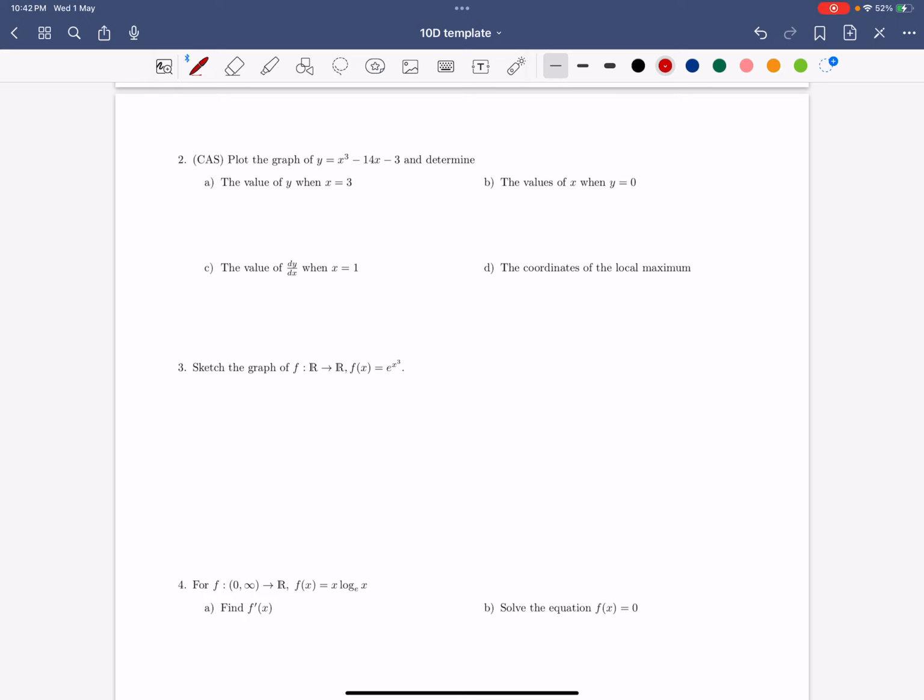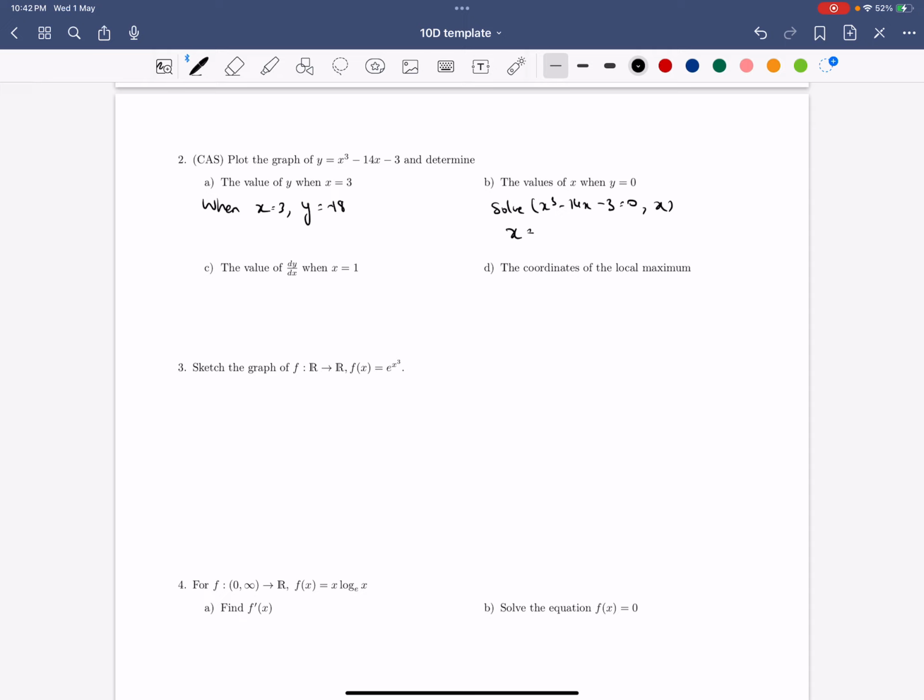One second, sorry. So you sub in x equals 3 and you end up getting negative 18. So let's go back to black. When x equals 3, y equals negative 18. And you can verify that yourself, but because it's a CAS question, I just put it in my CAS. So for part B, we want to solve x cubed minus 14x minus 3 equals 0 for x.